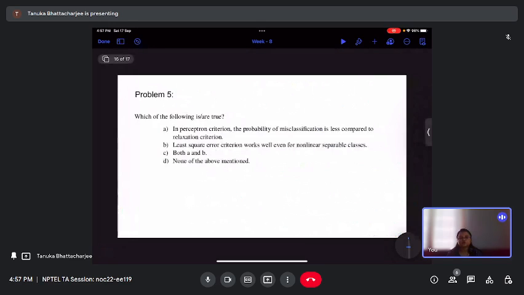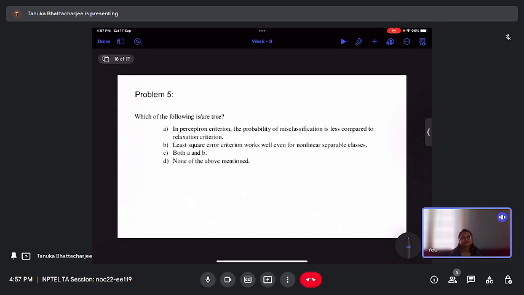So we have two more small problems left. The fifth problem is, which of the following is or are true? In perceptron criteria, the probability of misclassification is less compared to relaxation criteria. So as you know, this is not true. So in perceptron criteria, you can have the solution vector or the weight vector anywhere within the possible solution region. So you can have it on the boundary also, which is the feasible solution region.